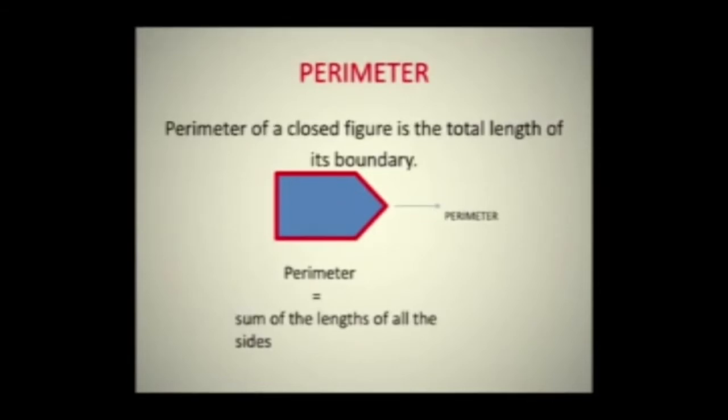Perimeter. Perimeter of a closed figure is the total length of its boundary. As shown in the figure, the boundary of the figure is known as the perimeter of this figure. Therefore, the perimeter is equal to the sum of the lengths of all the sides of any closed figure.